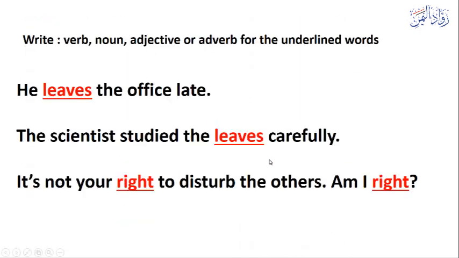Let's practice. Write verb, noun, adjective, adverb for the underlined words. So focus on the word which is underlined and write whether it's a verb, noun, adjective, or an adverb. He leaves the office late. It's a verb. He departs.